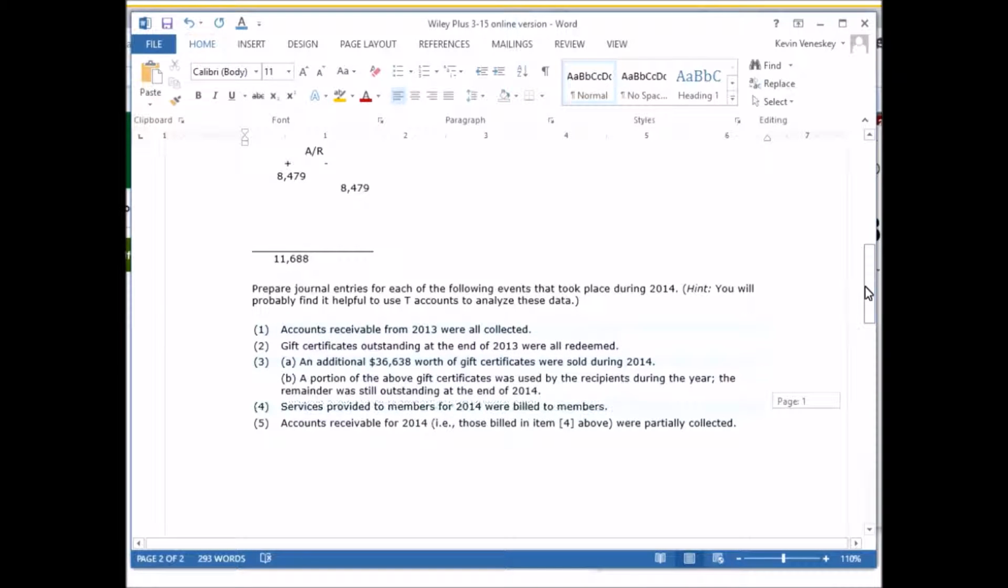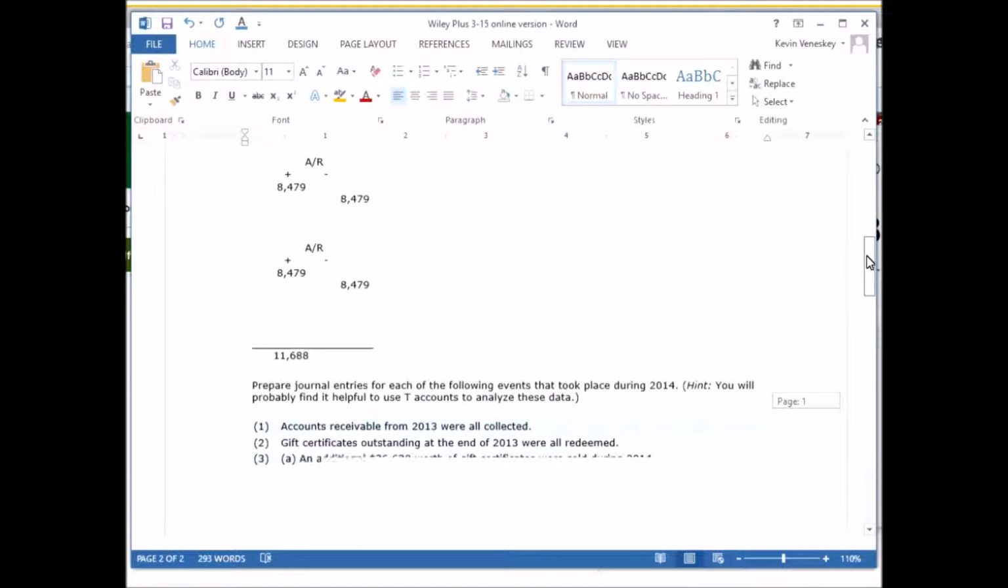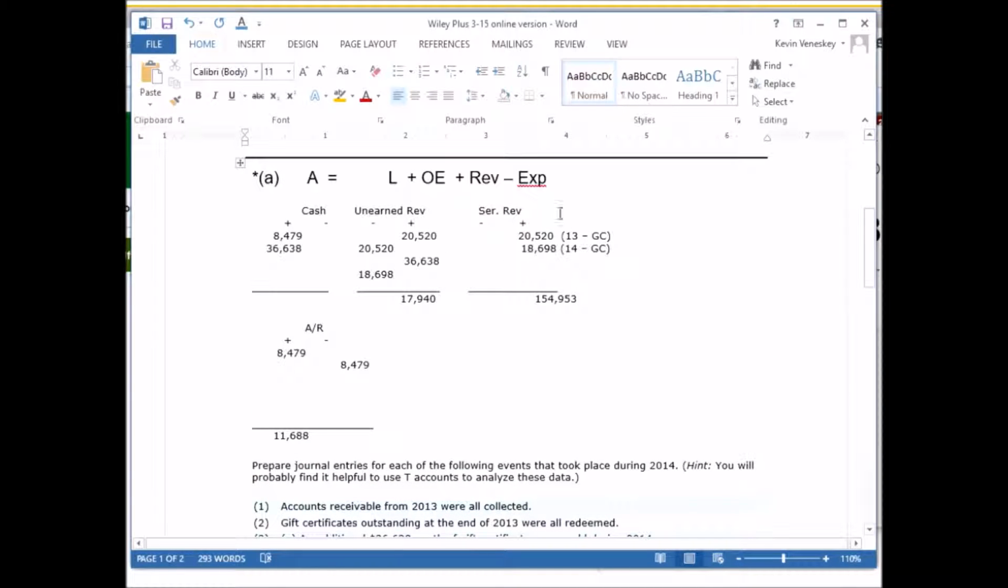Okay, number 4, probably the hardest one in my opinion. Services provided to members in 2014 were billed. So far we've only really talked about people using my business who had previously bought a gift card. So 20,000 gift cards were redeemed that were bought last year, and an additional 18,000 of gift cards were redeemed that were bought this year. But all of the rest were people essentially just pay as you go. These people paid ahead of time, but all the rest of them were pay now, use now.